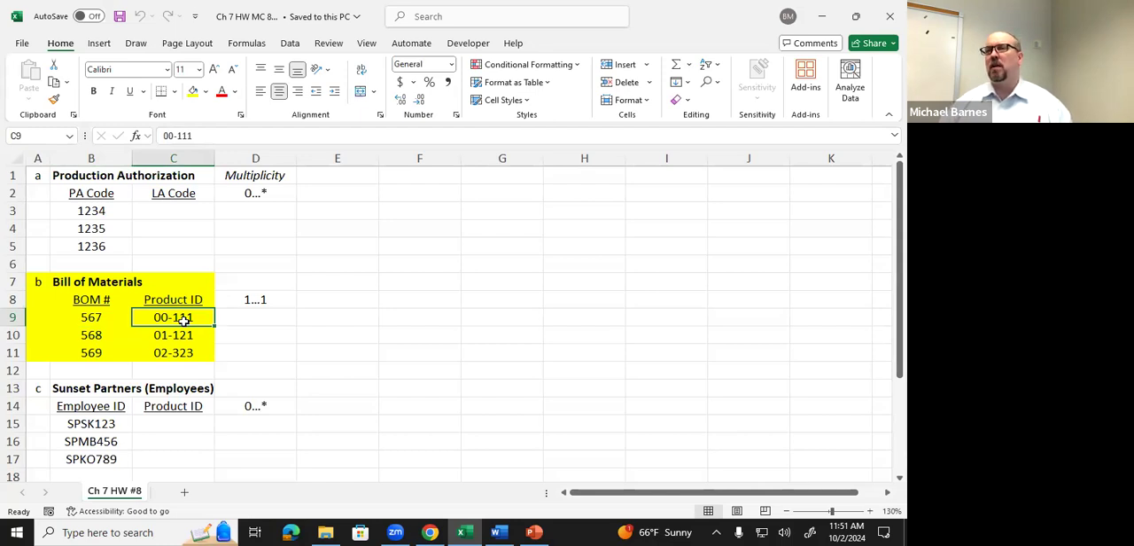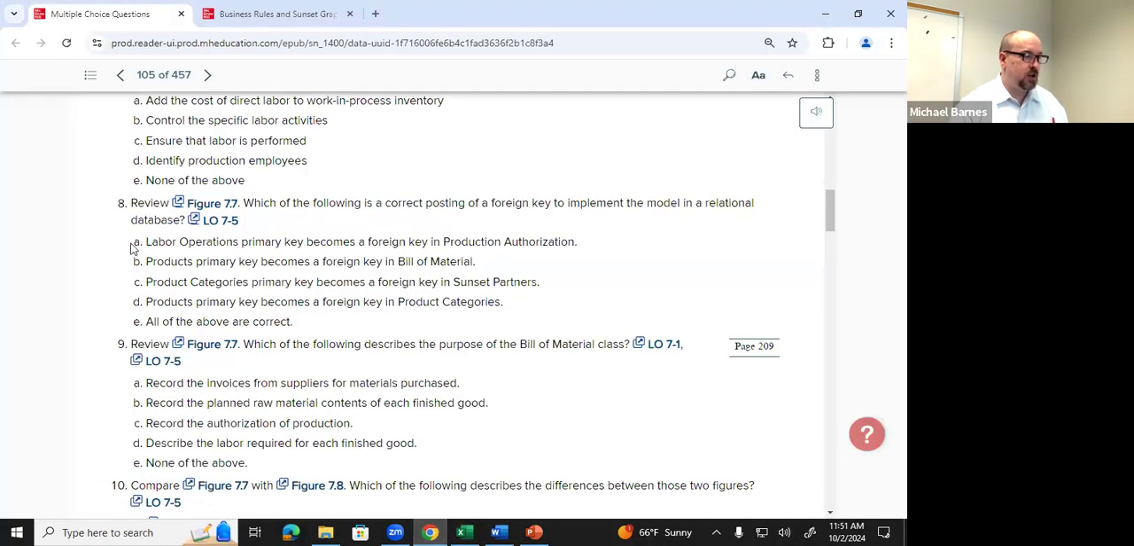Technically speaking, we could probably also have a 0-to-1, but I'm not going to confuse you with that. I will tell you right now, if you see a multiplicity that has a star at the end of it, it absolutely can't be a foreign key because that will violate one of our assumptions that we have one input per cell. Okay. So that's basically how we describe this particular situation. And that being said, our only answer can be B because bill of materials can have products as a foreign key.